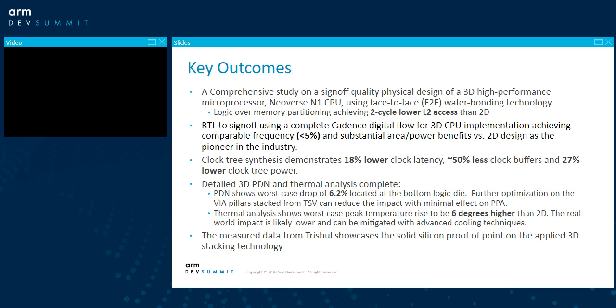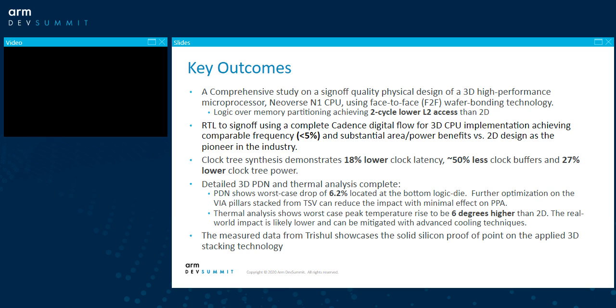We still see that the 6.2% IR drop is not that encouraging. So our next step aims to have further optimization on the via pillars stacked from the TSV. So we aim to further reduce the impact to minimize the PPA. Whereas if we have more sources from TSV, from backside, this result will be pretty much improved.